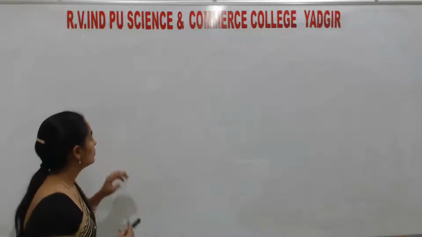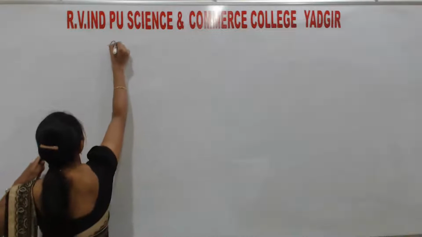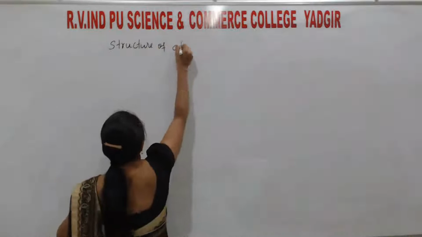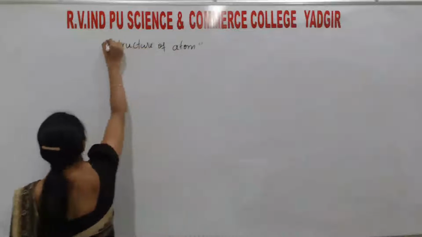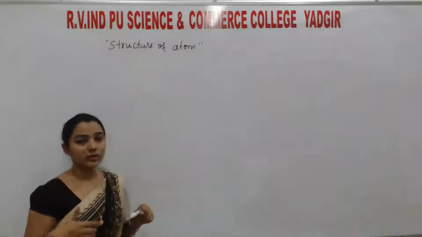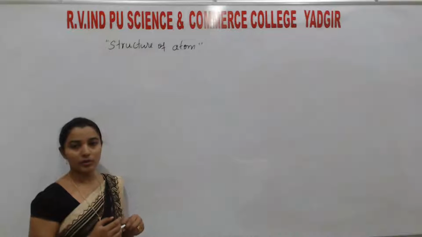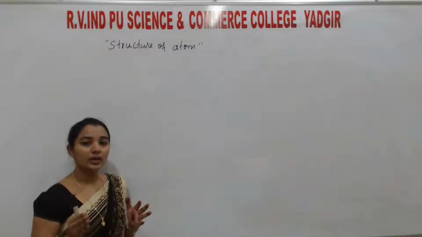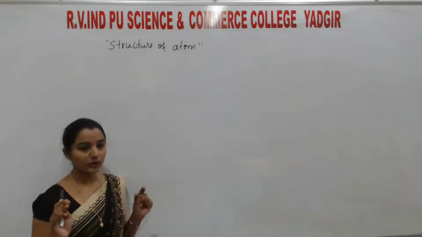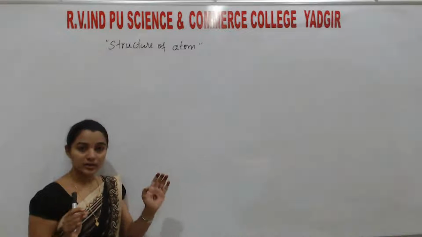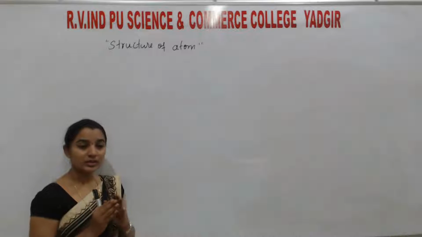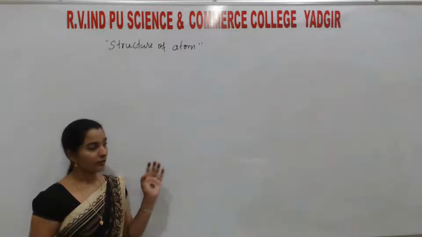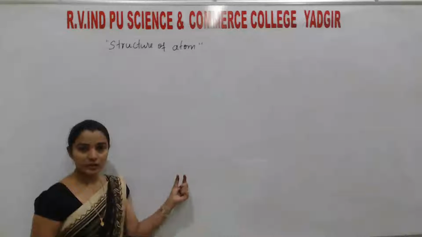So right here, this is structure of atom. You know what is matter, what is atom, what is molecule, you already know about that. Atoms are the smallest indivisible particles of matter. Indivisible means they cannot be divided. For example, H2O is there, H is atom, O is atom.